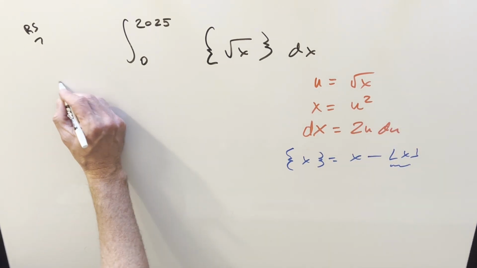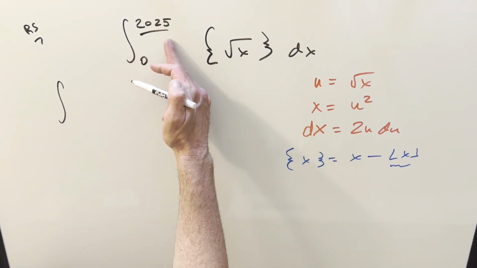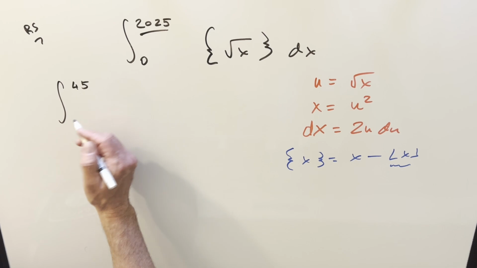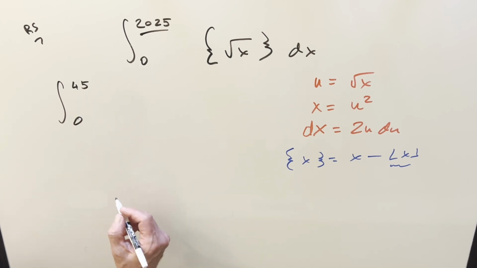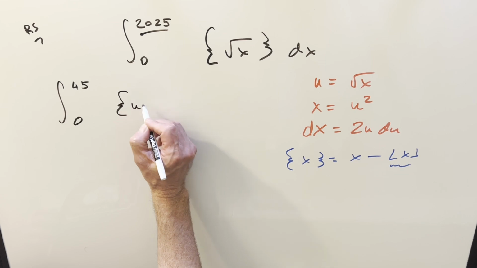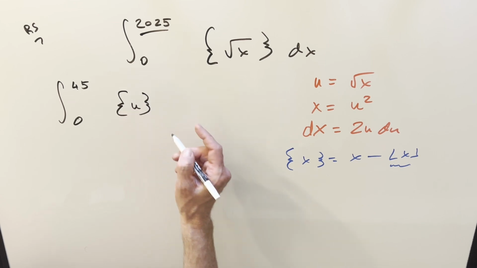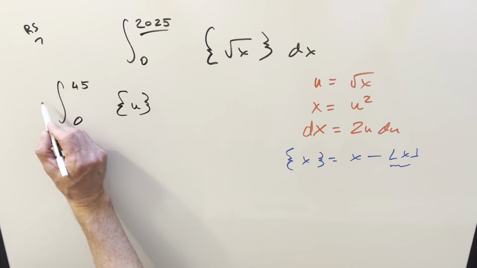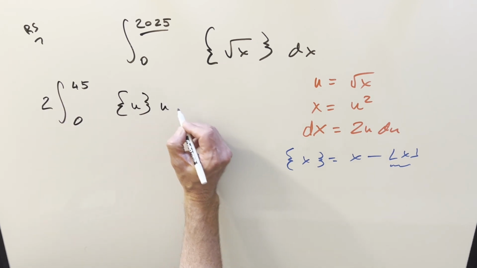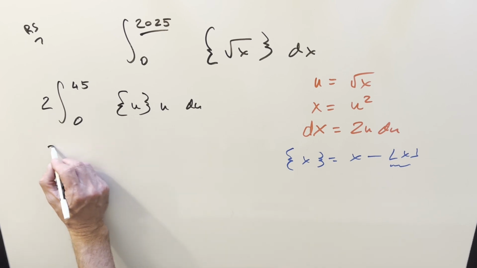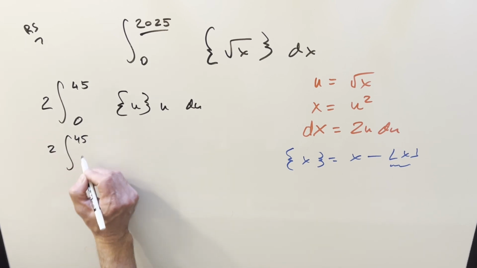When we substitute, the nice thing about 2025 is it's a perfect square. You plug it in and you get 45, and plugging in 0 we get 0. This thing reduces to the fractional part of u now. That's nice. And for dx, we have 2u du. Let's bring the 2 in front, u du. But from here, we'll go right to this definition and write it that way.